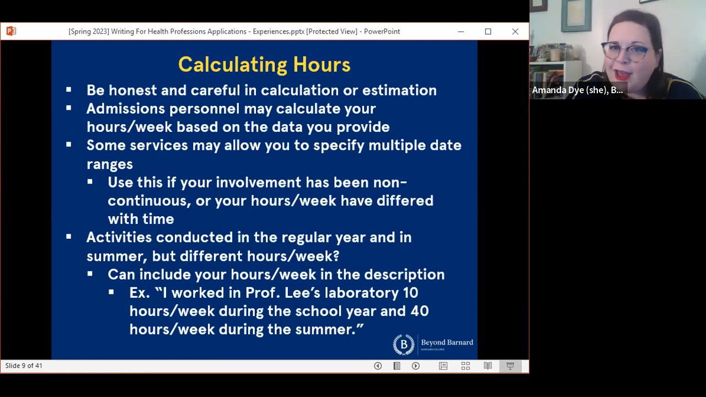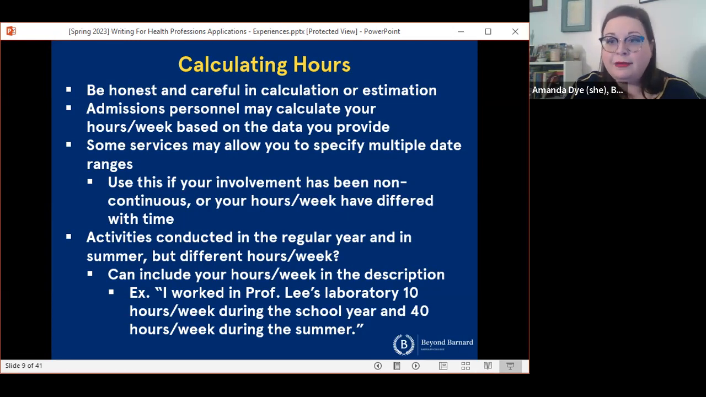When you're calculating hours to add in an application, you want to be honest and as careful as you can in your calculation or estimation. So it doesn't have to be a documented specific number of hours. Obviously, if it's something that you've done for work, you'll probably have pay stubs and things like that to document it. But for volunteer experiences, it's up to you to report that information.